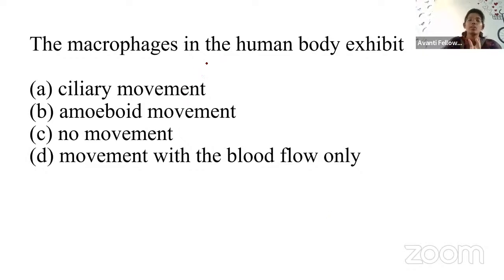Macrophages, even though they are present in the human body, do not move with the blood. Most of the cells or nutrients go along with the blood flow, right? But macrophages show movement in such a way. Let me tell you, if this is one, okay, again, it is not working. Fine.